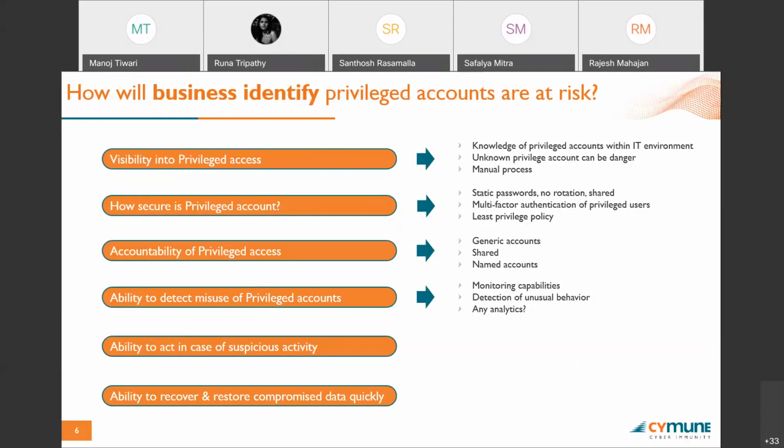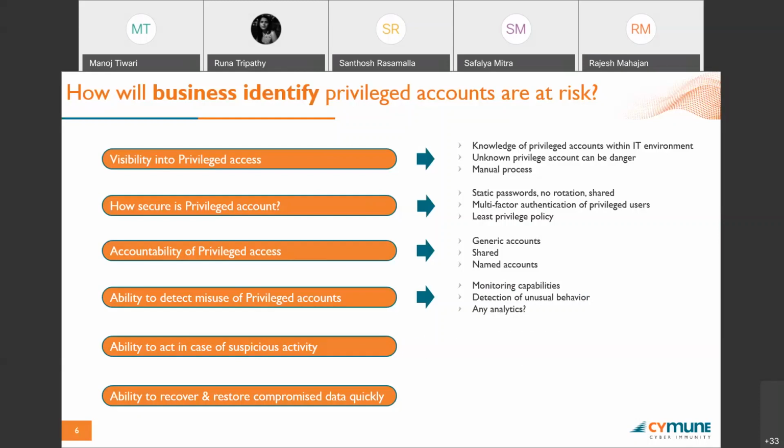Today you might trust one administrator, right? But what happens after a couple of months? Do you still trust that user, or he might get something which is bothering him, against the organization, and he may do something else, right? So how do you manage the behavior? Do you have any behavior analysis in your system? So this is how you have to check whether you can detect any misuse of the privileged accounts.